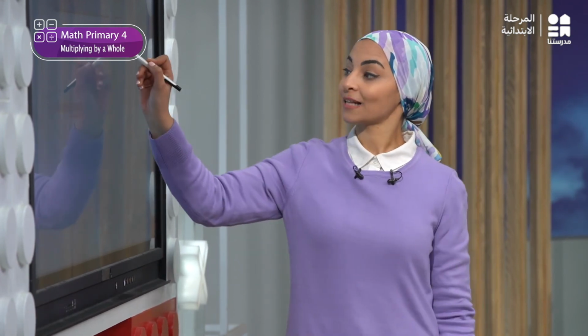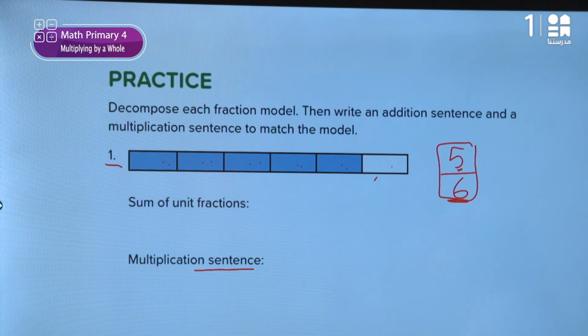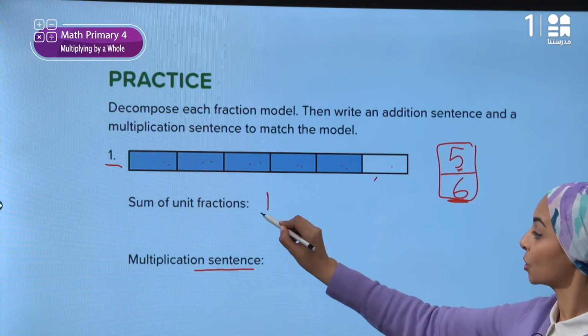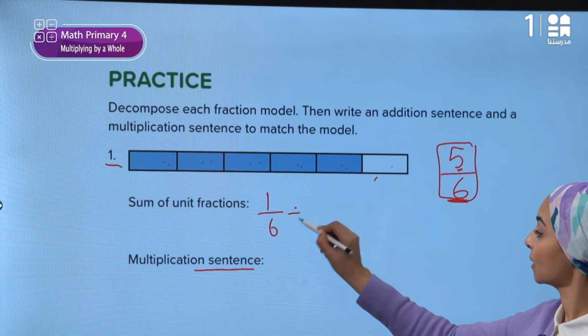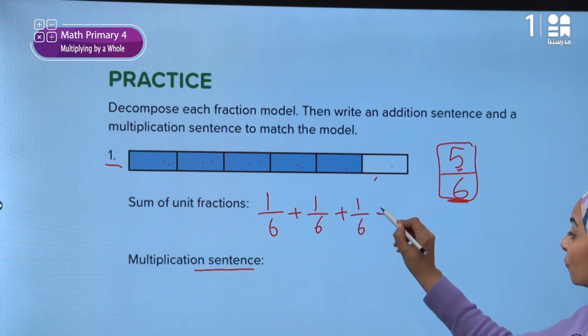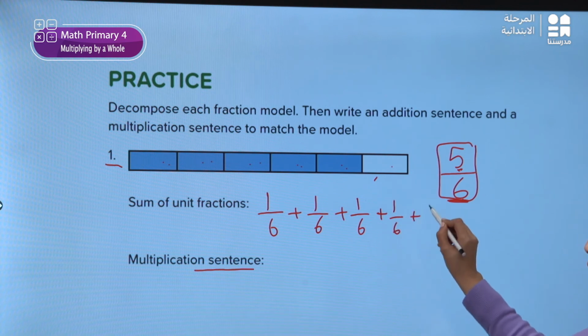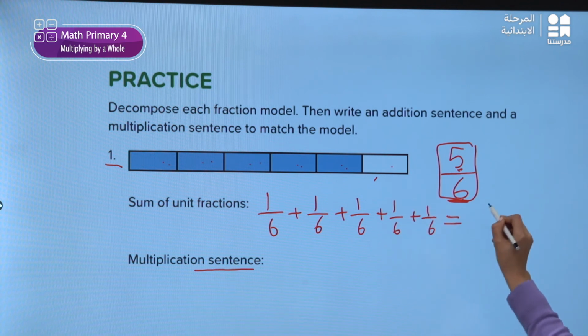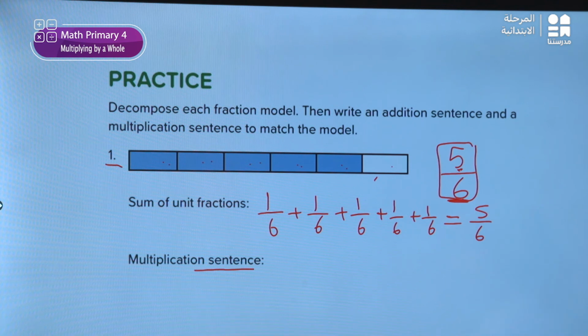Okay, now let's write it in the form of an addition sentence. In the form of the sum of unit fractions. خلاص احنا عرفنا ان الunit fractions has 1 in the denominator. طيب الفراكشن بتاعتي 5/6. تعالوا كده نكتبها as unit fractions. So it will be 1/6 plus 1/6, هكتب 1/6 5 times plus 1/6 plus 1/6 plus 1/6. So the answer is 5/6.